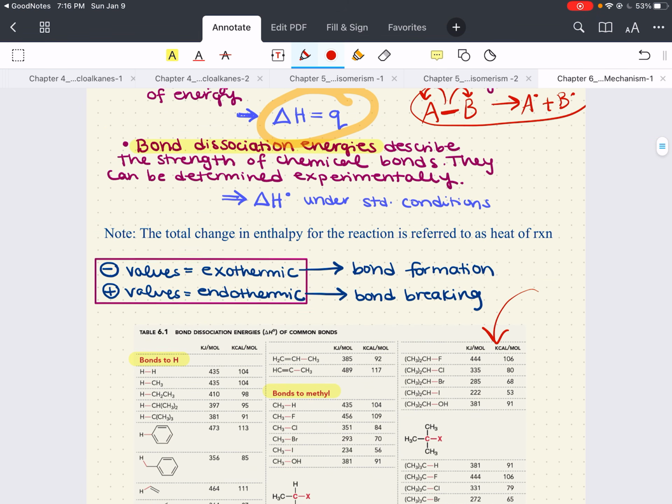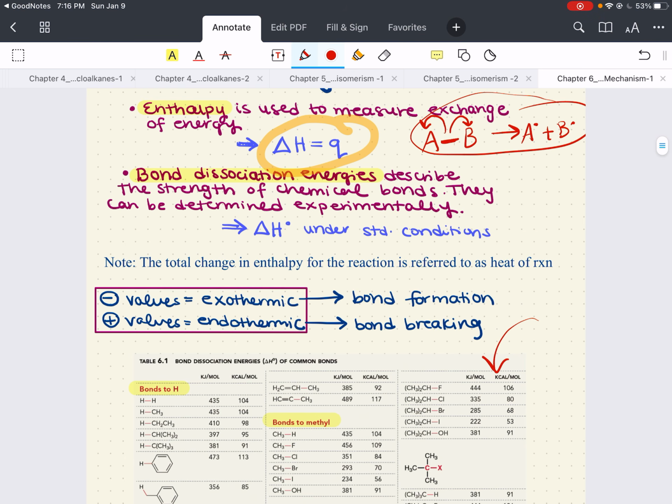Now, in addition, negative values of enthalpy, all right, are called exothermic reactions. What is occurring here, in other words, is bond formation. Positive values for enthalpy is an endothermic reaction. This occurs with bond breaking. Awesome. Note that the total change of enthalpy for any reaction is referred to as the heat of reaction, and it's a measure of the energy exchanged between system and surroundings. And just one more time, because this is an important point, when enthalpy has a negative value, that is referred to as an exothermic reaction.